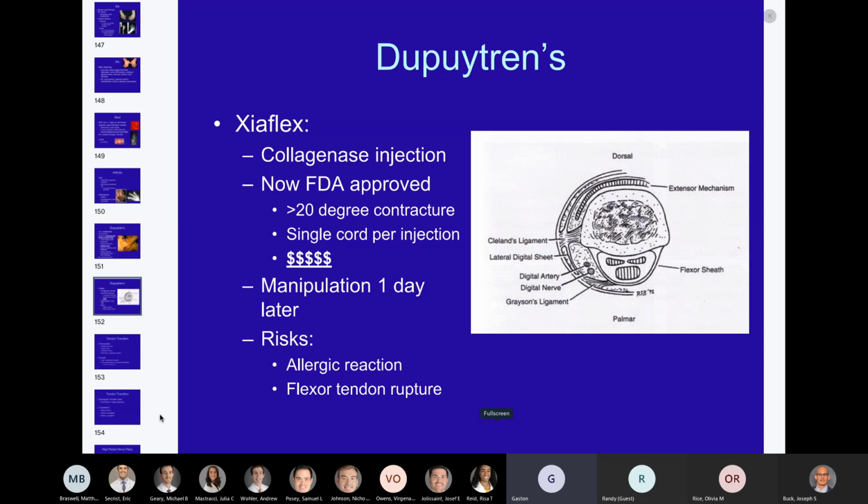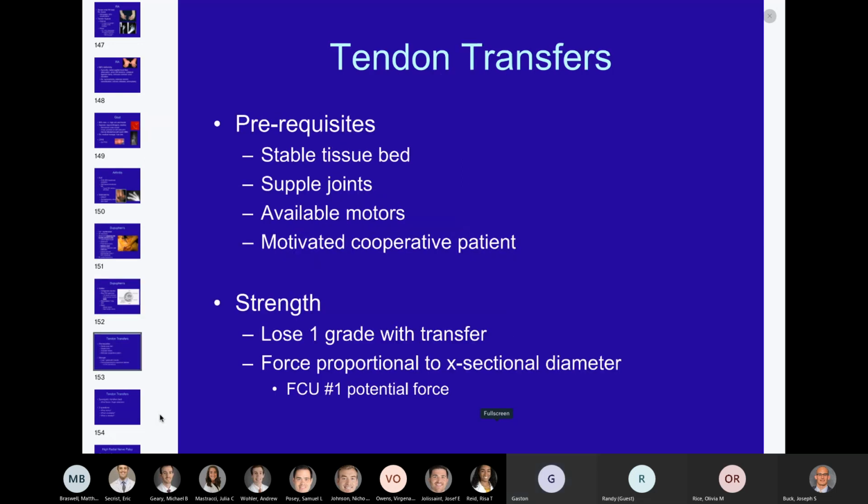Xiaflex, also known as collagenase, it's FDA approved. Indications are a palpable cord with more than a 20-degree contracture. Negative for OITE is expensive. Other negatives for OITE is the risk of flexor tendon rupture and the risk of an allergic reaction. Next slide. So I don't know how they're going to use collagenase other than that, but those are the ones I remember.